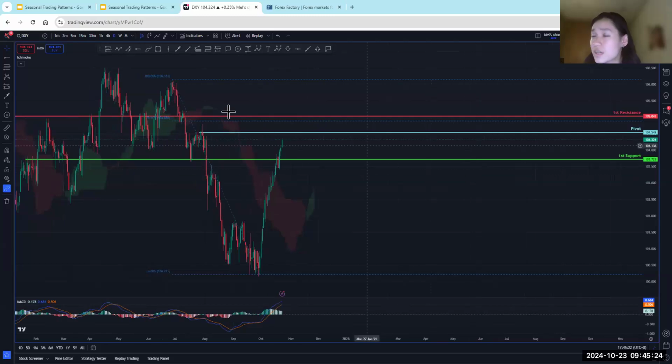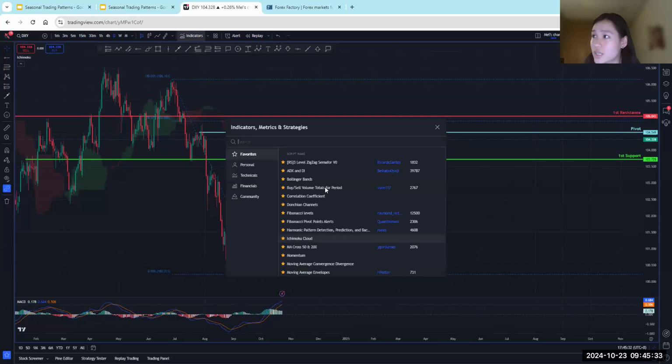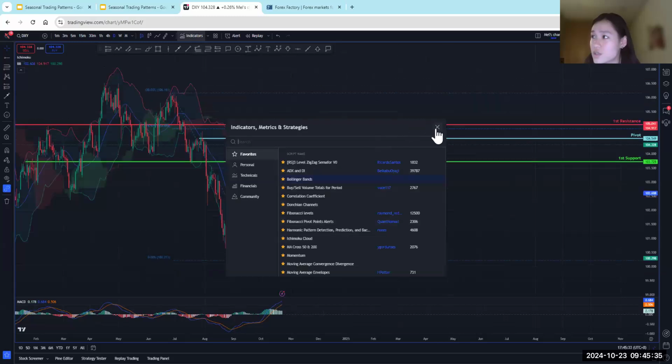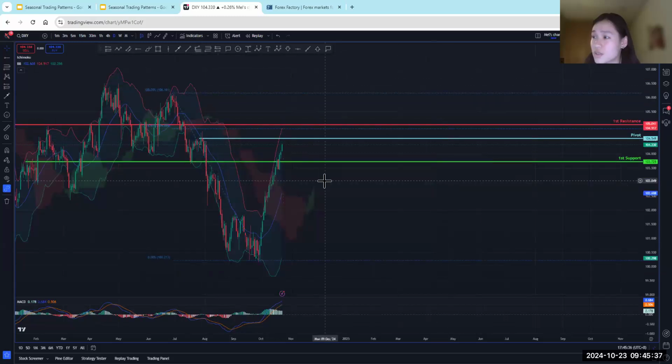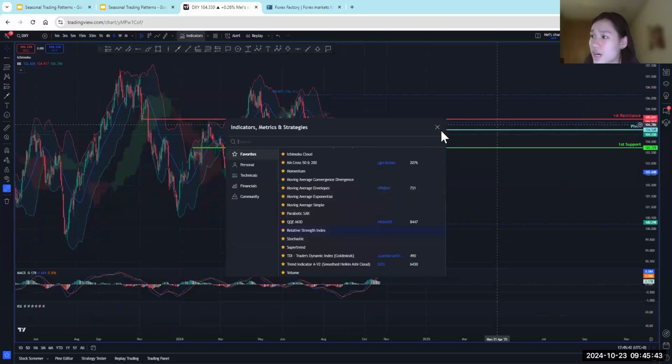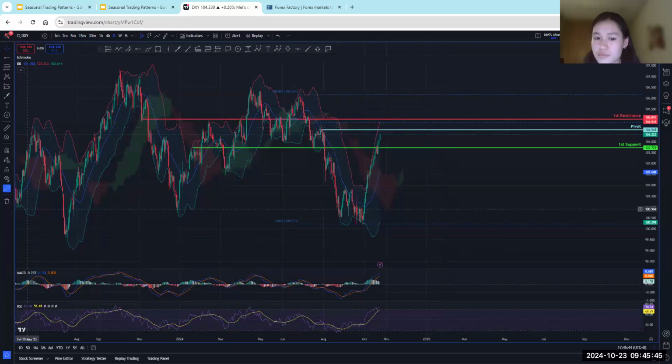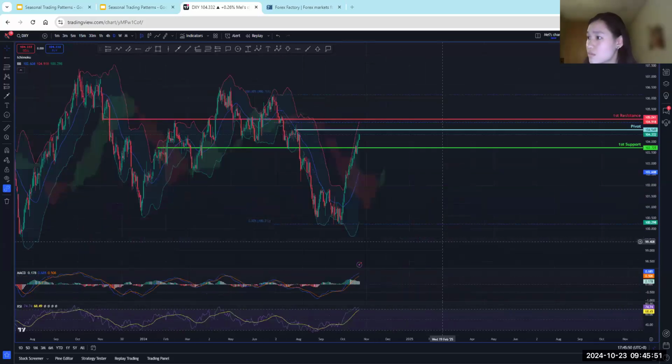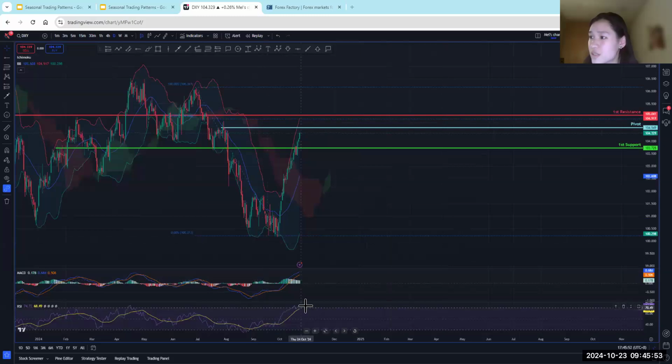You can see our Ichimoku cloud, prices are moving above it, giving us a bullish signal. MACD is also giving us a bullish signal here, so they both support our analysis. Bollinger Bands, you can see prices also moving in an uptrend, so that's also giving us a bullish signal. Let's take a look at RSI. RSI you can also see is moving in an uptrend.